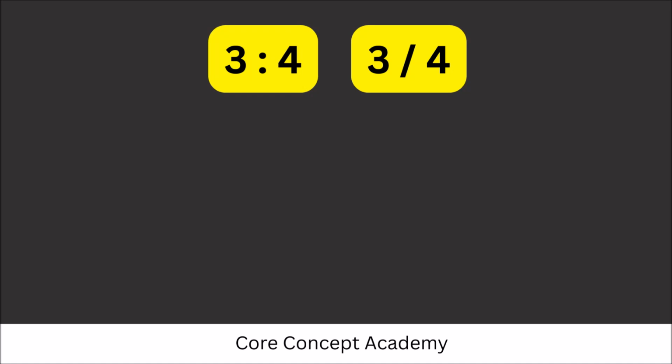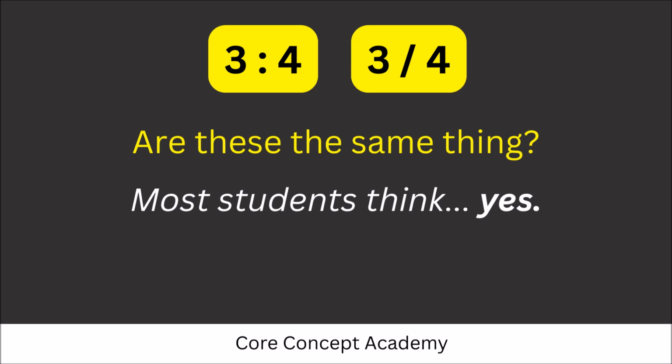Look at these two things. 3 to 4 and 3 over 4. Not only do they look almost identical, but they use the same numbers as well. But in reality, they mean completely different things. And confusing them is one of the most common mistakes in grade 7 and 8 math.